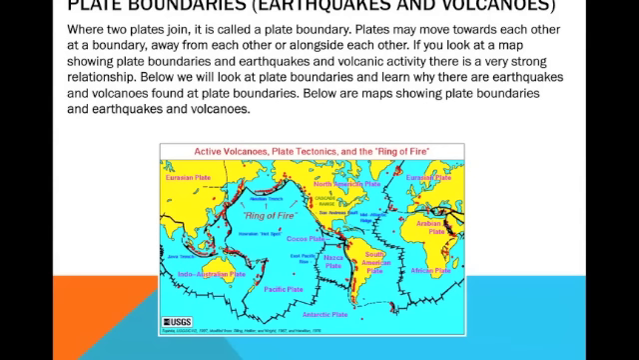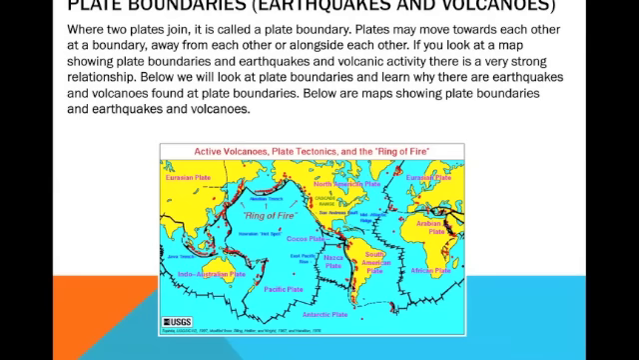Where two plates join, it's called a plate boundary. Plates may move towards each other at a boundary, away from each other, or alongside each other. If you look at a map showing plate boundaries and earthquakes and volcanic activity, there's a very strong relationship. Below, we will look at plate boundaries and learn why there are earthquakes and volcanoes found at plate boundaries. Here there are some maps, including a map showing plate boundaries and earthquakes and volcanoes.